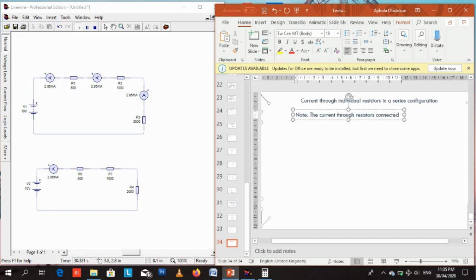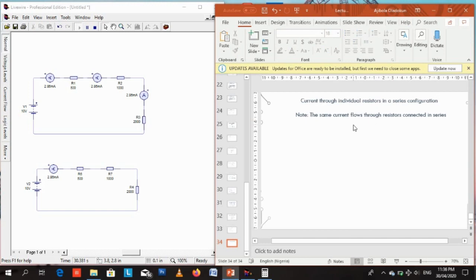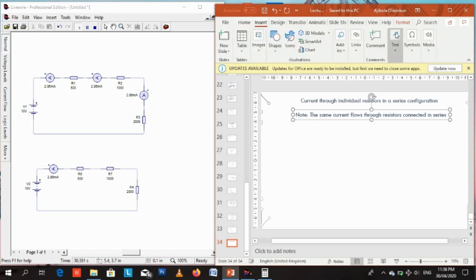So now another hypothesis I want you to note is that the current through resistors connected in series is the same. Just the same way the voltage across resistors in parallel is the same. For parallel resistors, it is voltage that is constant. Voltage is the same. For series resistors, it is current that is the same. So see that there's a kind of inverse relationship between resistors in parallel and resistors in series. If you are working with resistors that are in series, the current is the same. If you are working with resistors that are in parallel, the voltage is the same.